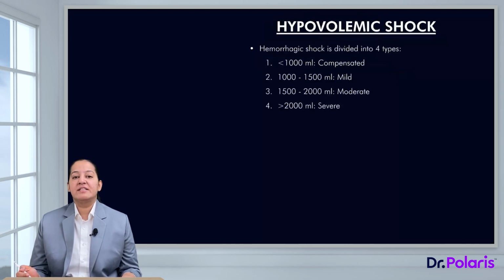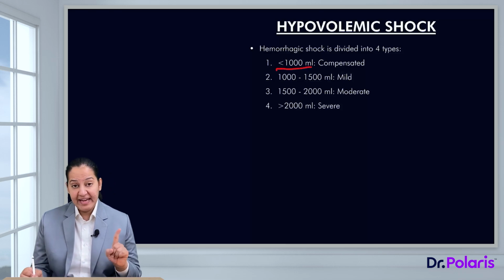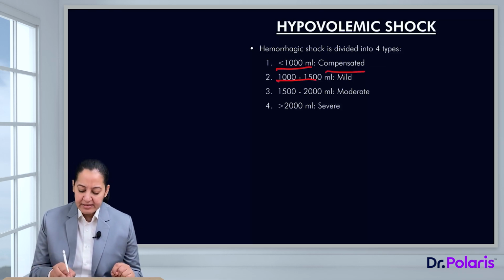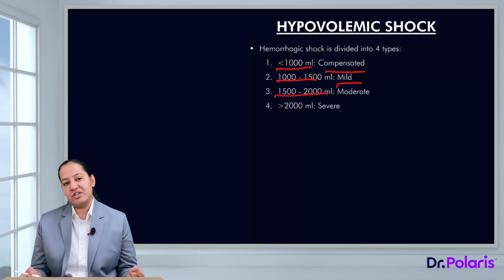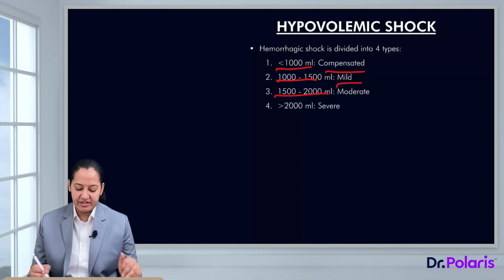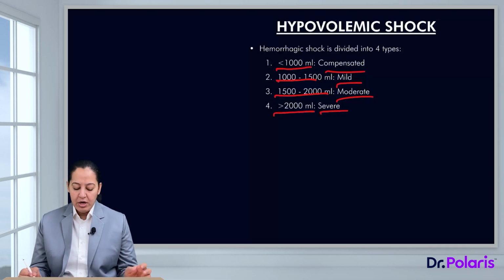We can divide hypovolemic shock into 4 categories depending on the amount of blood loss. If the blood loss is less than 1 liter, it is known as compensated. If it is 1 to 1.5 liters, it is known as mild hypovolemic shock. If 1.5 to 2 liters of blood is lost out of the 5 liters, it is known as moderate hypovolemic shock. And if more than 2 liters of blood is lost, it is known as severe hypovolemic shock. So it is of 4 types.